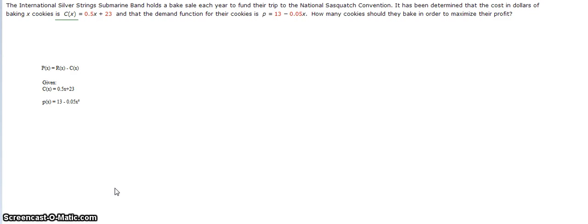Alright, this problem says, the International Silver Strings Submarine Band holds a bake sale each year to fund their trip to the National Sasquatch Convention. Wow. But it has been determined that the cost in dollars of baking x cookies is 0.5x plus 23, and that the demand function for their cookies is p, little p, equals 13 minus 0.05x. How many cookies should they bake in order to maximize their profit?